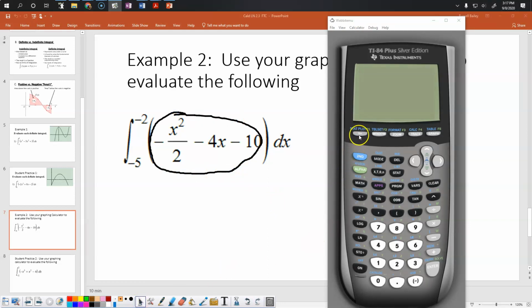So to do that, we're going to push y equals. Clear out anything that's already in there. All right, so we have a negative fraction. Now remember, this is a negative, it's not a minus. The negative button is down here. The minus is here. Don't get those mixed up, because if you get them mixed up, your calculator will say error. So I'm going to push negative, and anytime we have a fraction, we have to do parentheses, at least on my calculator.